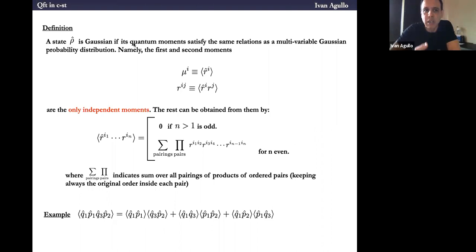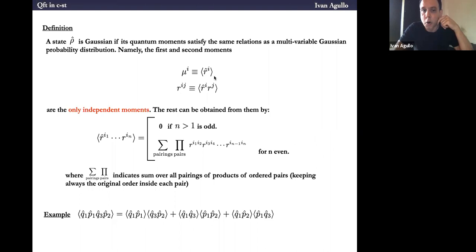And this means the following. The first and second moments, the moments are just expectation values. The first moments are the expectation values of Qs and Ps. Second moments, QQ, PP, all the combinations. These two are the only independent moments in a Gaussian state. The rest can be derived out of them.